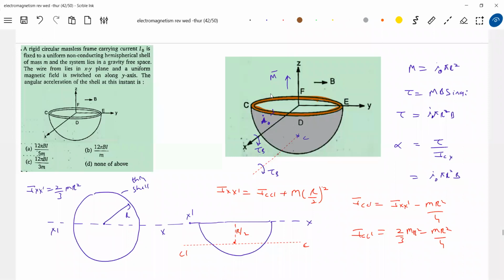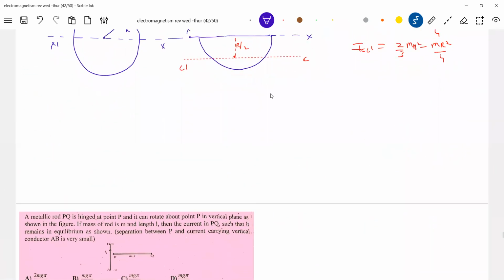Sir, then if the ring has mass, due to the field, the force on the entire ring will be zero. The net force will be zero. So the center of mass of just the ring should remain at the same position. Even if we take the mass of the ring to be negligible, the center of mass of the ring should remain there, because the forces causing torque are acting only on the ring, not on the entire shell. I'll just do one thing.